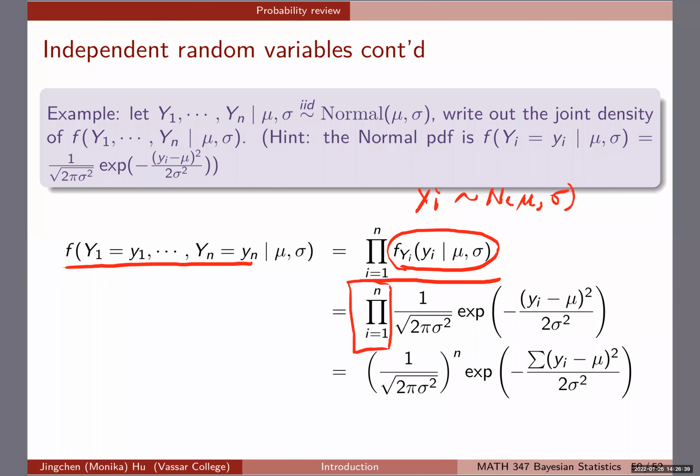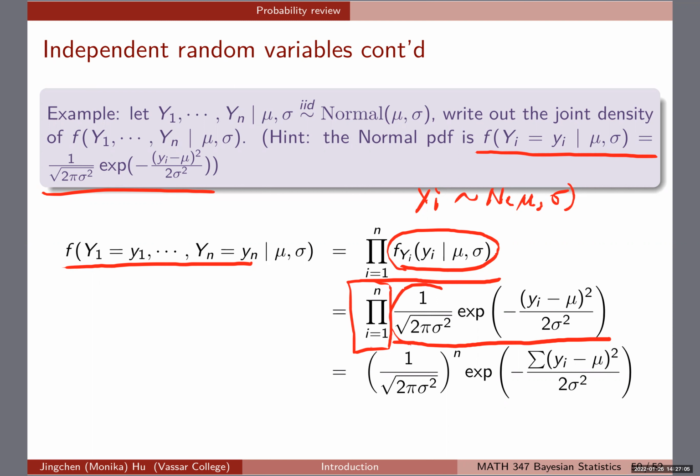And we know that the PDF of a normal is this complicated form. They share the same 1 over square root of 2 pi sigma squared, and then in the exponent, the yi is different, so we need to factor that in. Generically, we have 1 over square root of 2 pi sigma squared, and then in the exponent, negative yi minus mu squared divided by 2 sigma squared.